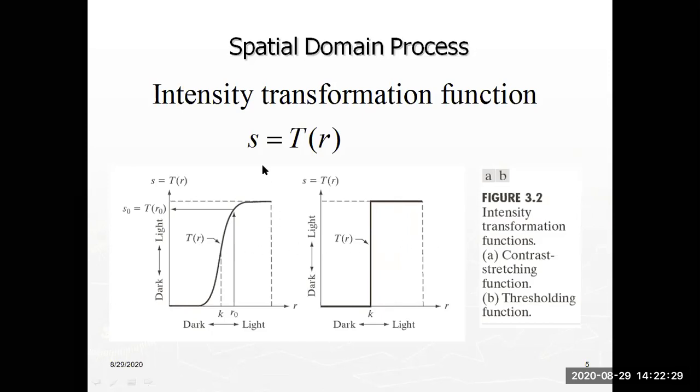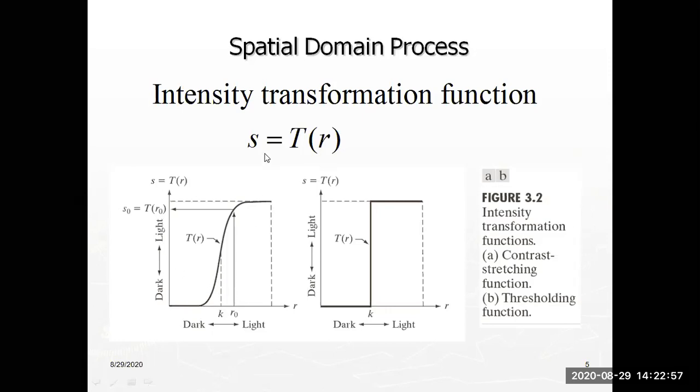So here there is S equals T of R. What is our input pixel value? What is S, the output pixel value? After transforming the input pixel value, of course, let us consider either a neighborhood operation or a single pixel or spatial operation. For suppose if you want to show the graphical notation like this, R is the input pixel and S is the output pixel.